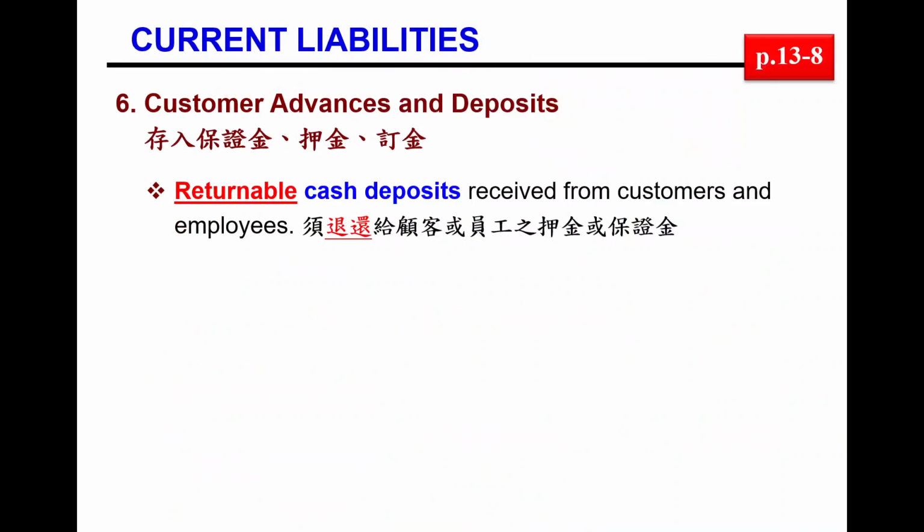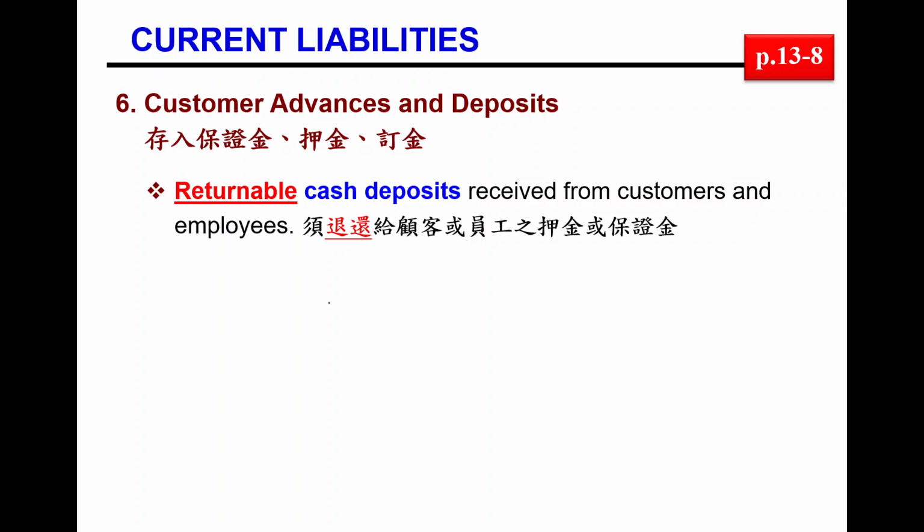Okay? So the next current liability is customer advances and deposits. Deposit, 押金, 租金. Have you paid any deposit to someone? Yes, right? Like what? Maybe you want to rent a car, rent a bicycle, or rent a house. Have you ever paid a deposit? So what's the keyword? When we talk about liabilities, it means that in the future you have to pay the money back to someone.